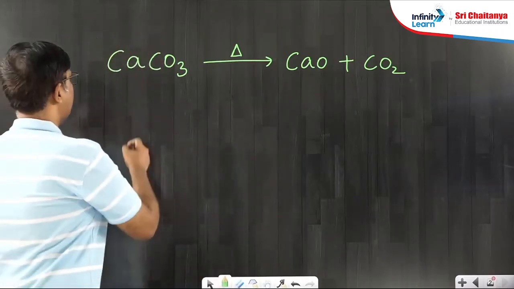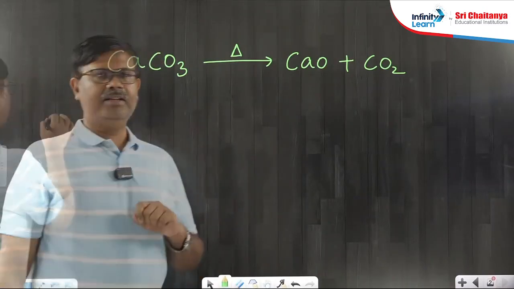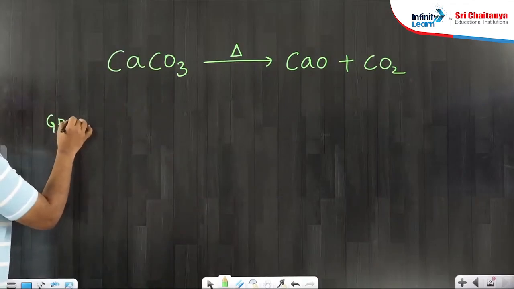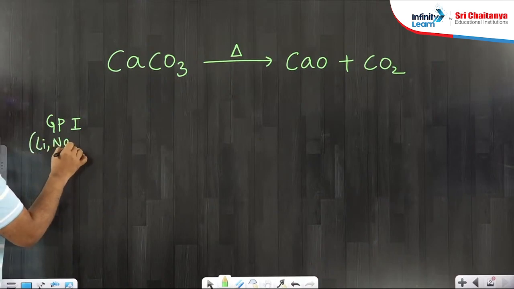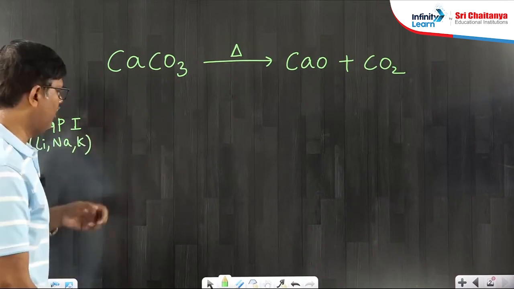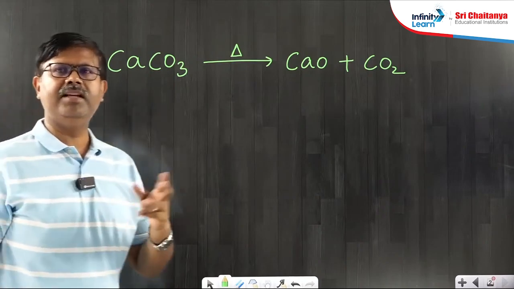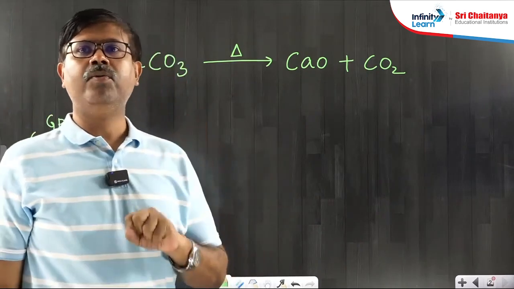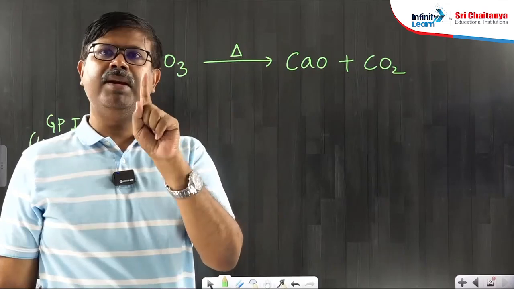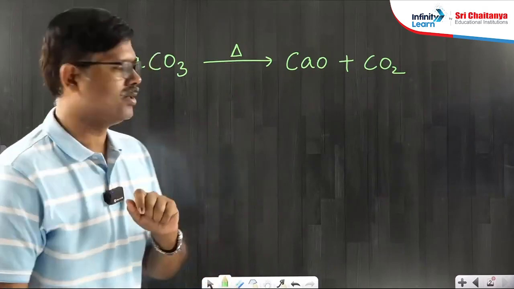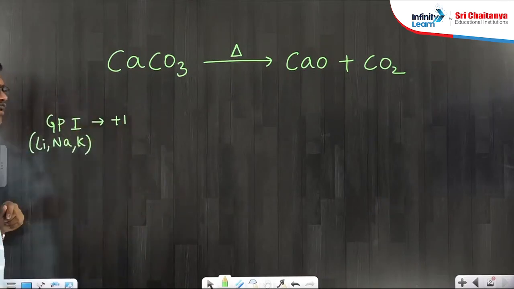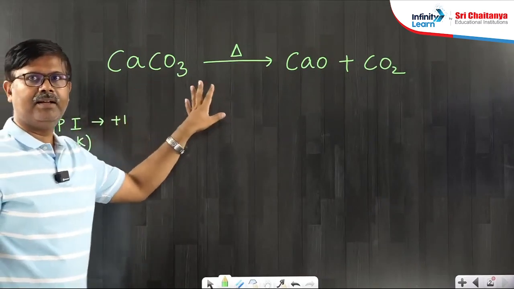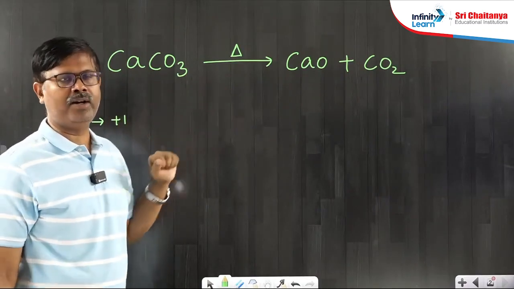Now, you know already from previous classes, I'll just remind you. The group 1 elements are lithium, sodium, potassium, rubidium, cesium, but mostly in compounds we will see lithium, sodium, potassium. Group 1 elements always have +1 oxidation state in their compounds. It will help us in calculating oxidation states. I am reminding you of a few points.